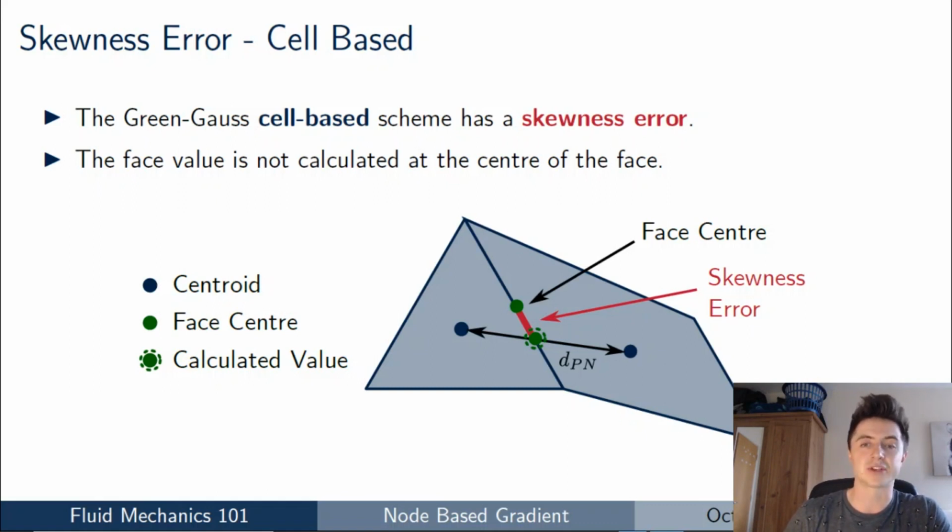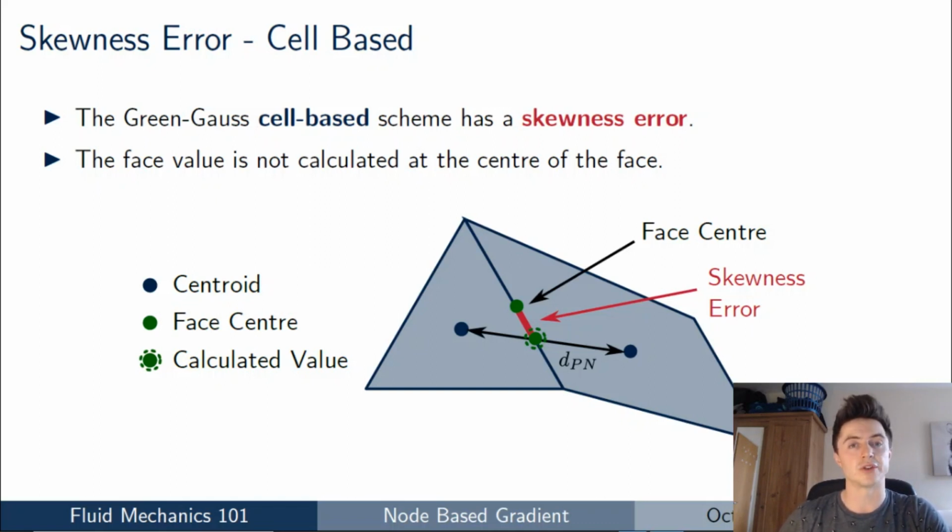Now, if we think about the cell-based gradient scheme from a previous video that I did, what you might remember is that we take the values at the cell centroids, the blue dots there, and we use those values to directly calculate the face center values. So we don't calculate the nodes, we calculate the cell face values directly. And what you can see in the diagram is that this can cause a skewness error when we have two cells that are connected in a skewed fashion.